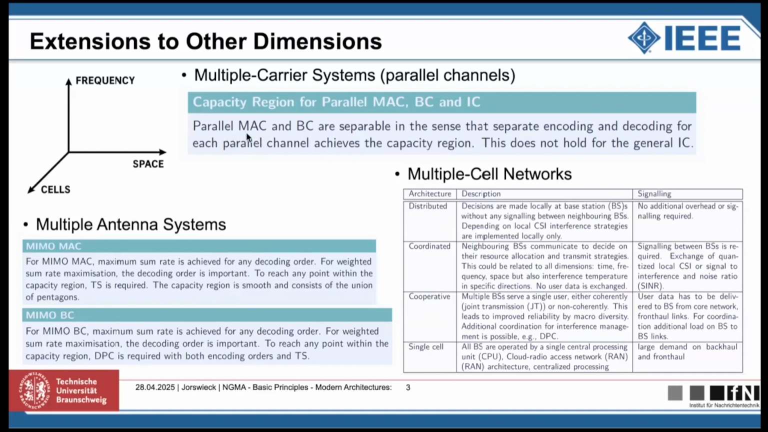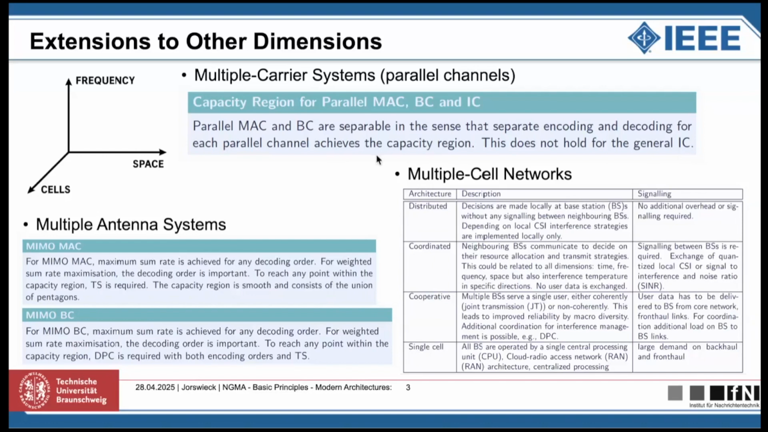If we have a parallel multiple access channel or parallel broadcast channel, then it turns out that they can be separated. In order to achieve the first order capacity, it is sufficient to encode each carrier separately. However, this does not hold for the general interference channel.